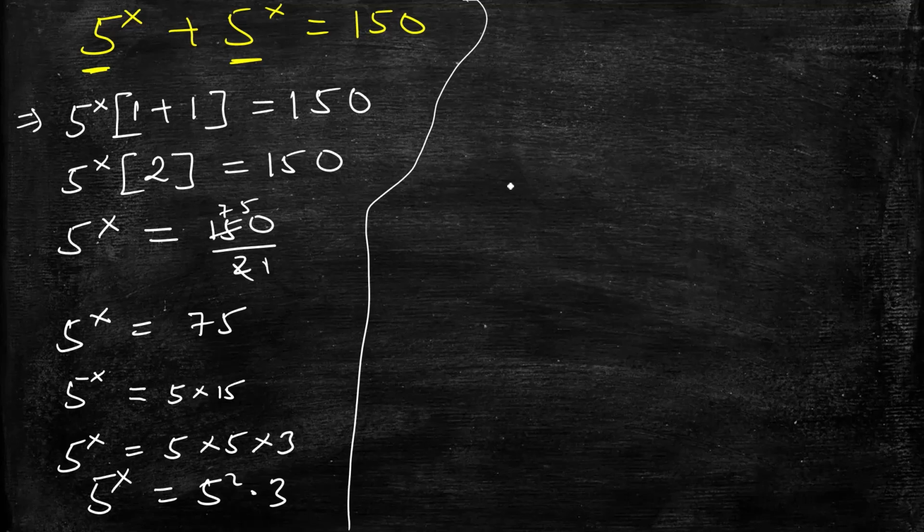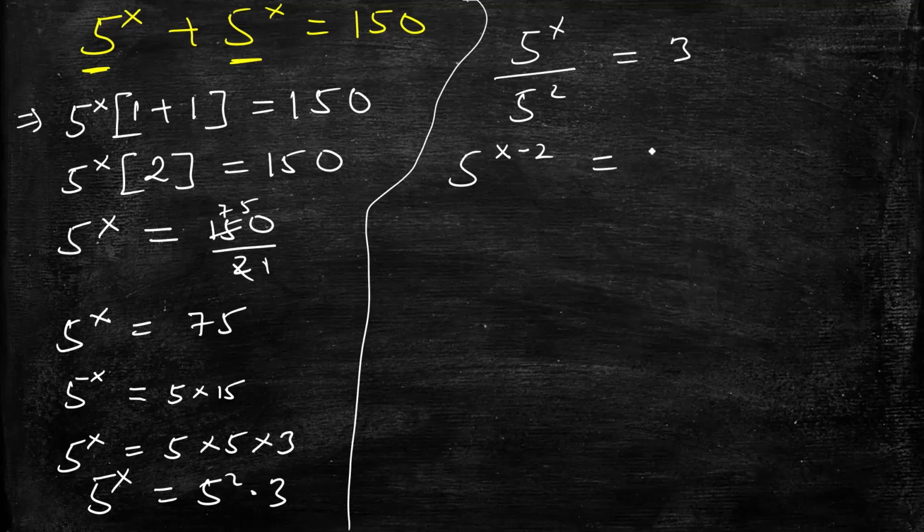Okay, so let's group the 5s on one side. So I'll get 5 raised to x over 5 squared equals 3. So this is division, so I'll subtract the powers. x minus 2 equals 3.